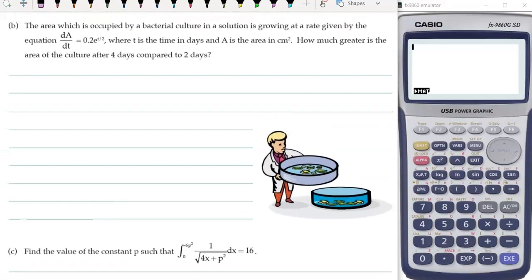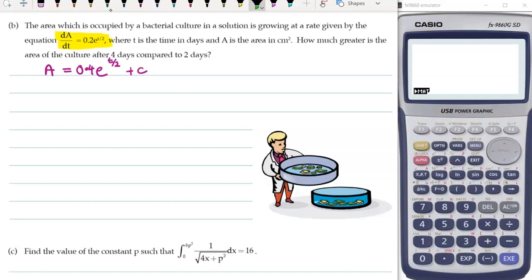Part B, we've got a rate expressed by this equation just here, so we need to integrate it to find a. So integrating e, the function itself stays the same, but we need to divide through by the derivative of that power. So the derivative of the power is half, so 0.2 divided by a half is 0.4 plus c. Now back to the question to get some information so that we can work out the c.